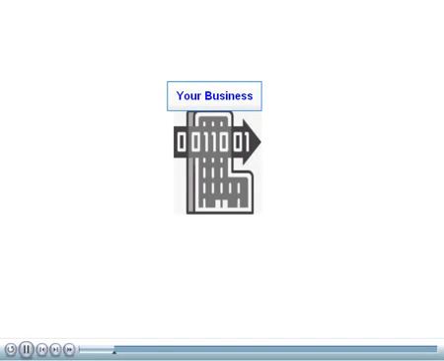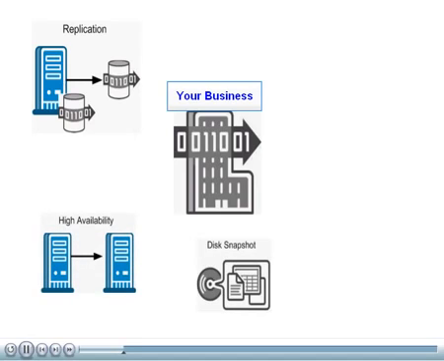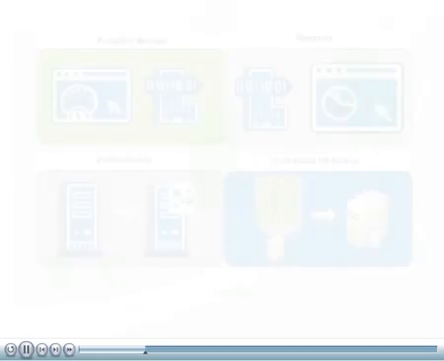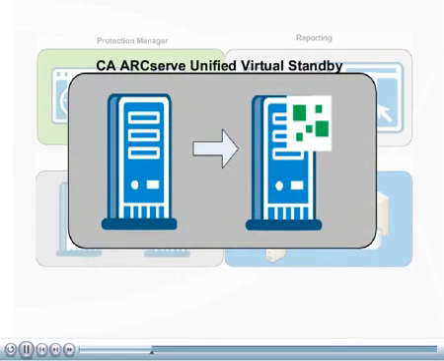This is your business data. Technology that performs replication, high availability, disk snapshot, backup, and archive functions is critical for protecting your business from any interruption. But managing it all continues to be a challenge, especially given the explosion of virtualized and cloud computing environments. This is Getting Started with CA Arcserve Unified Virtual Standby.